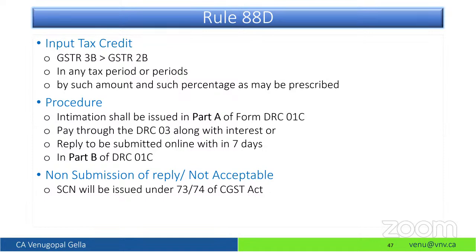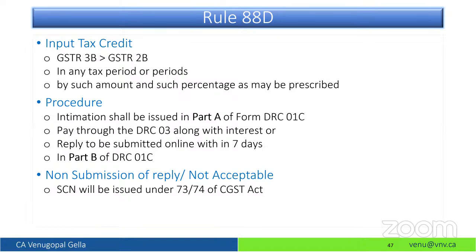Under Part A of DRC 01C, you will be asked why you have availed so much, asking you to pay through DRC03, a tax payment challan other than 3B, voluntarily along with the interest since you have availed more input tax credit. You are expected to make a reply within 7 days. Your reply would be in Part B of the same DRC01C.